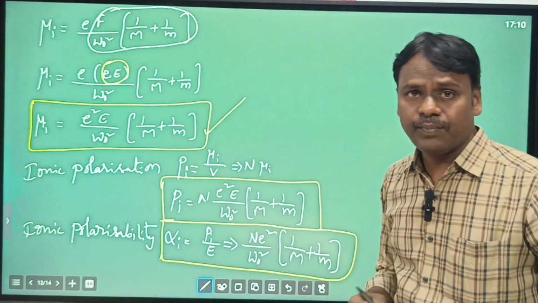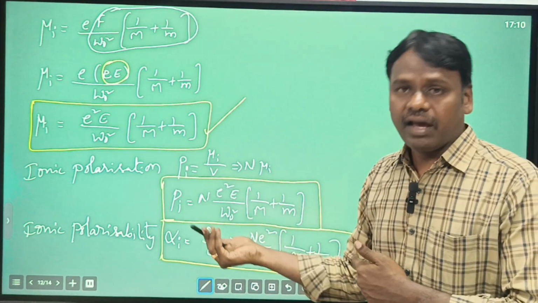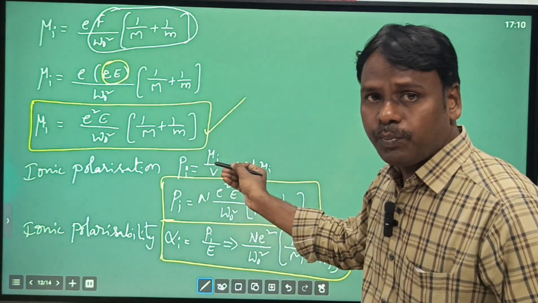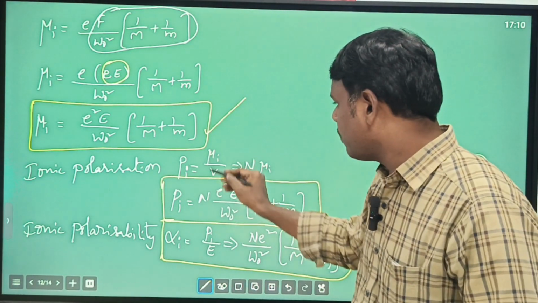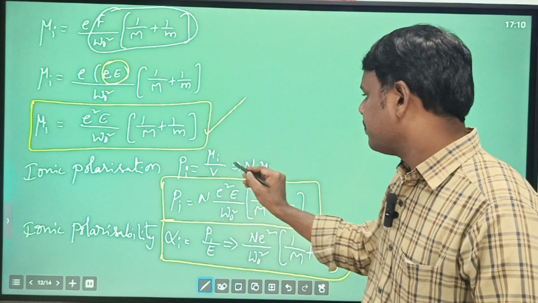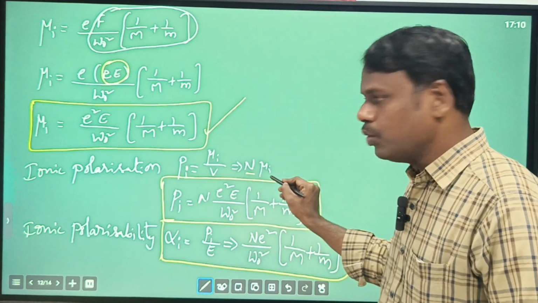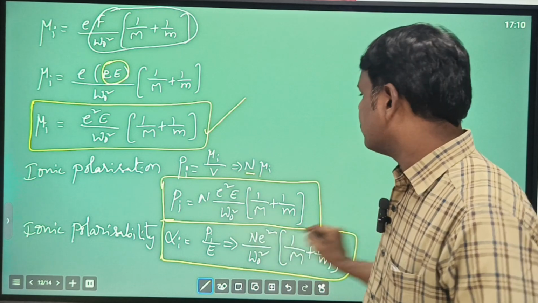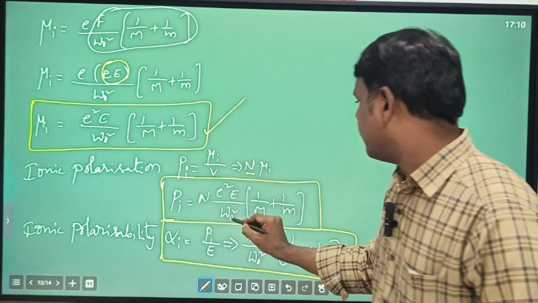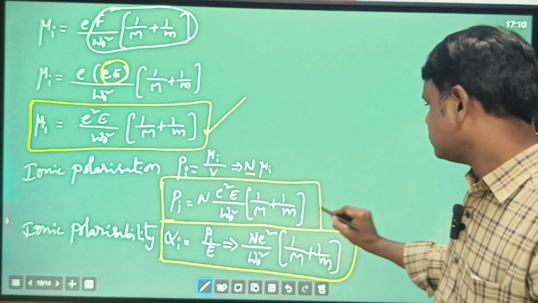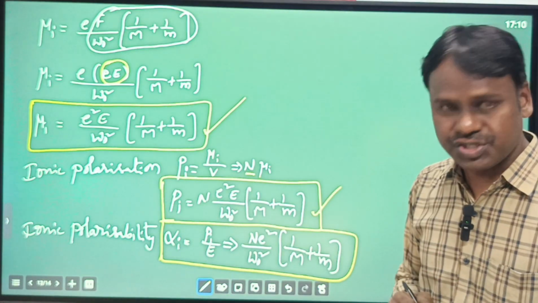If we calculate the dipole moment, we can calculate the ionic polarization. Ionic polarization is equal to dipole moment per unit volume. So (1/V) μi, where 1/V can be written as capital N, that is N μi. So Pi = N e²E/ω0² × (1/M + 1/m). This is the ionic polarization.